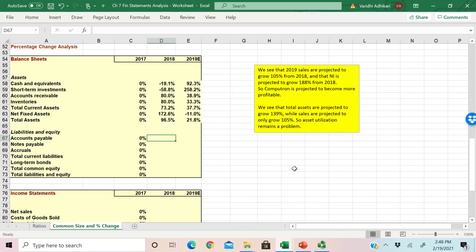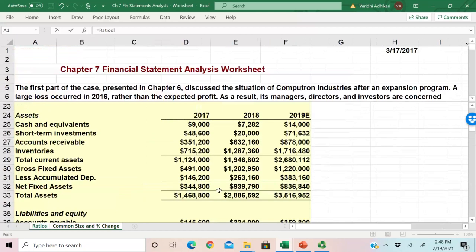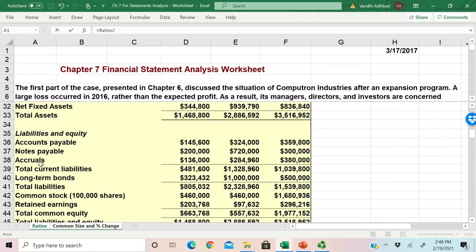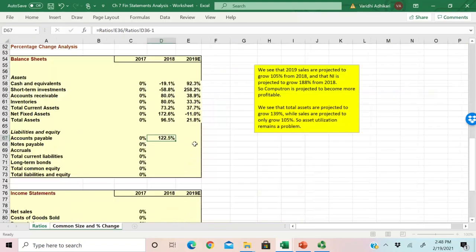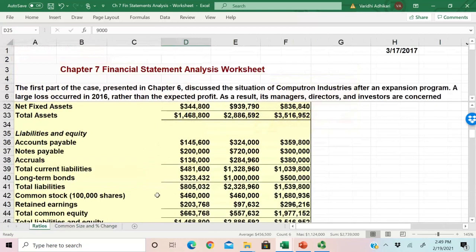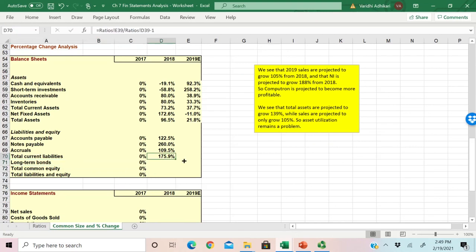On the balance sheet side, it's the same thing. We just have to be careful about items. Accounts payable, notes payable, accruals, total current liabilities. So in 2018, it is this year's value divided by last year's value, minus 1. I think these line up pretty well. Then I think long-term bond comes right after it, so you can drag it down. Long-term bonds increased by 209%.